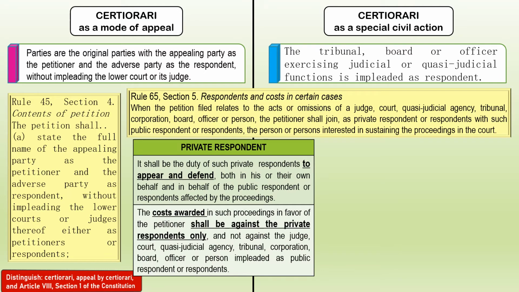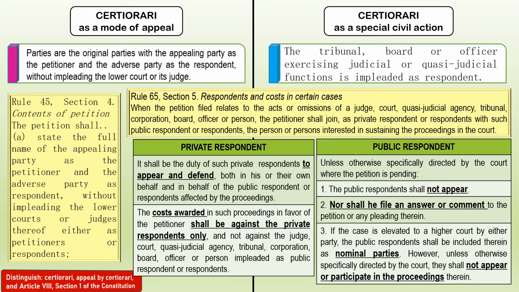So what is the duty of the private respondent? The duty is to appear and defend in his behalf and in behalf of the public respondent affected by the proceedings. And if ever there is a cost awarded, then it shall be only against the private respondent and not against the judge, the court, the quasi-judicial agency, the tribunal, corporation, board, officer, or person impleaded as public respondent.